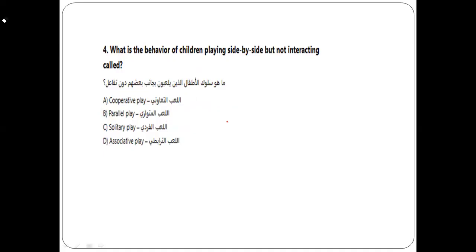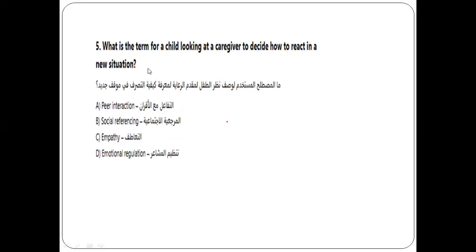In every question, two options are wrong and two are closely related. What is the term for a child looking at a caregiver to decide how to react in a new situation? In a new situation, that means something is not familiar. Many children, when stuck in a problem or certain situation, look for help or assistance from somebody. We call that social referencing. They need somebody who can help or guide them to get out of that situation.